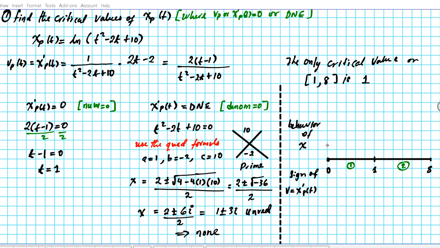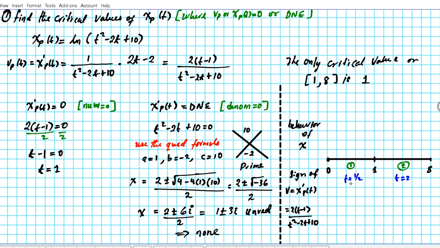Okay, so let's pick our test values that we're going to be using. So between 0 and 1, I could use t equals 1/2, and between 1 and 8, let's pick something easy. Let's use t equals 2. So I'm going to be plugging these into the velocity function, which is 2 times t minus 1 over t squared minus 2t plus 10. Now remember, all I care about is the sign. Okay, so keep that in mind.